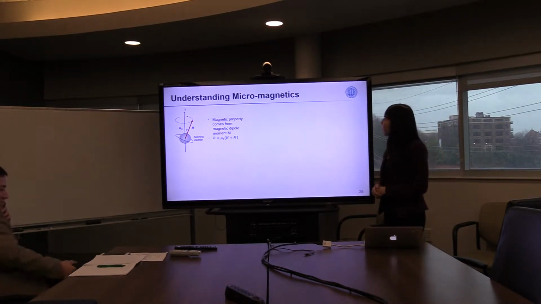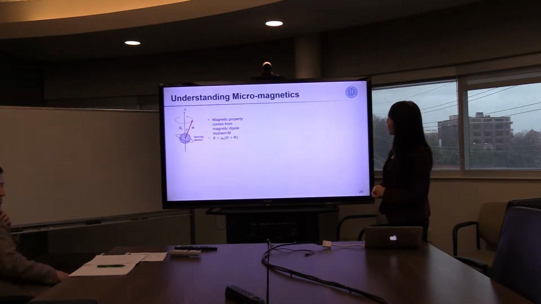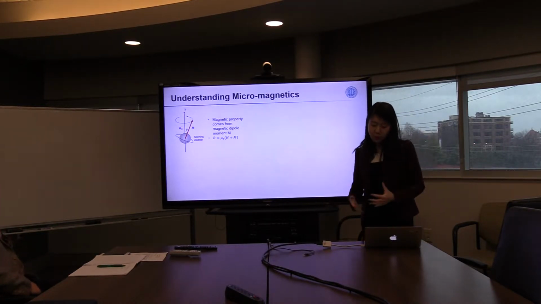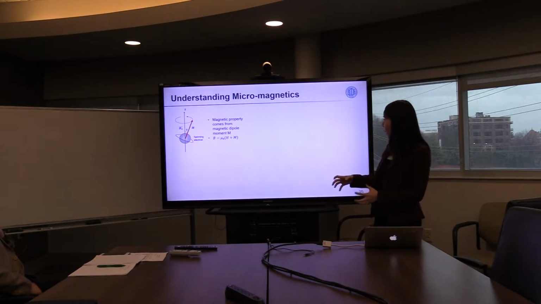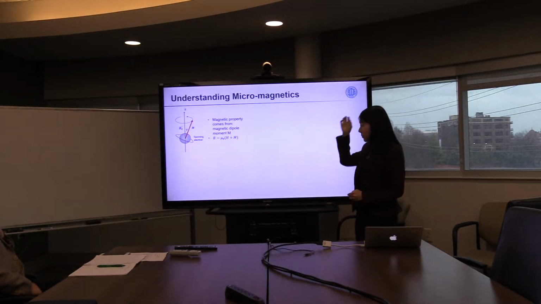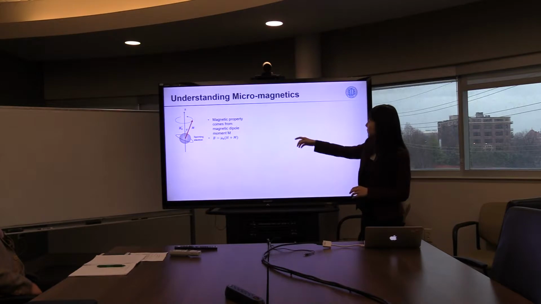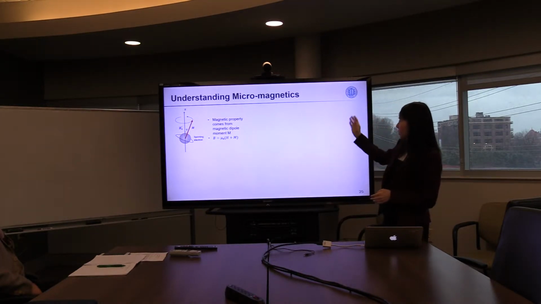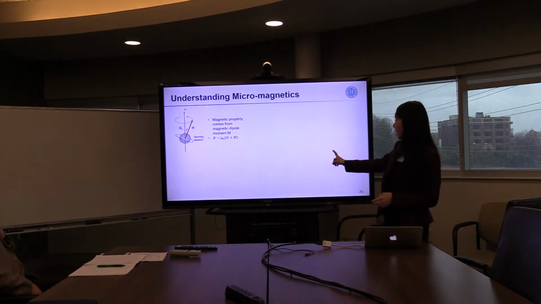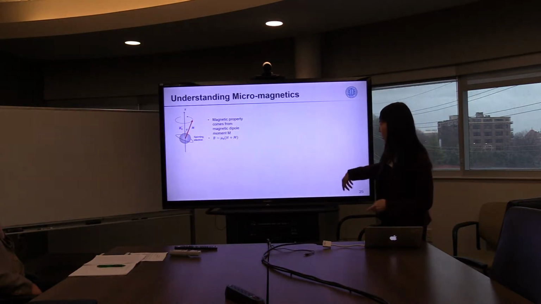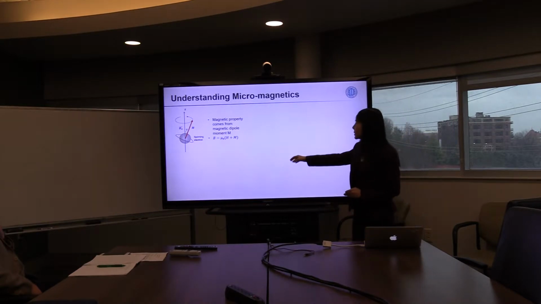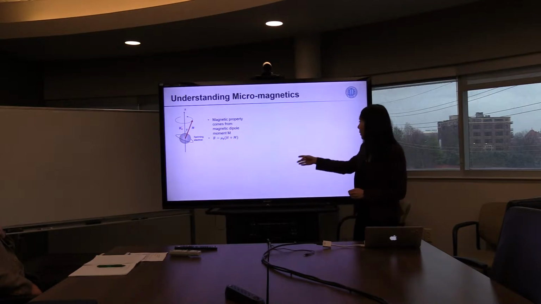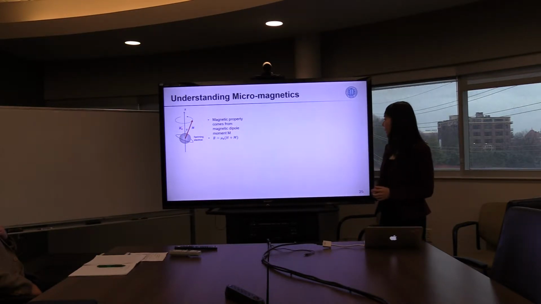Then let's try to understand what happens in the micro world. Like I mentioned earlier, this spinning electron or magnetic spin has a magnetic dipole moment m inside the material, and the flux density B comes from the superposition of the external H and the internal magnetic dipole moment m.